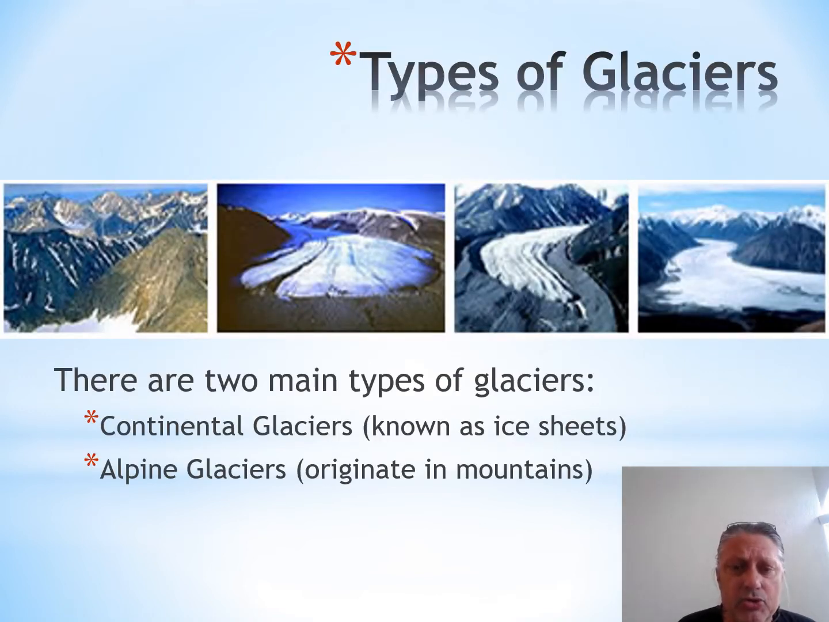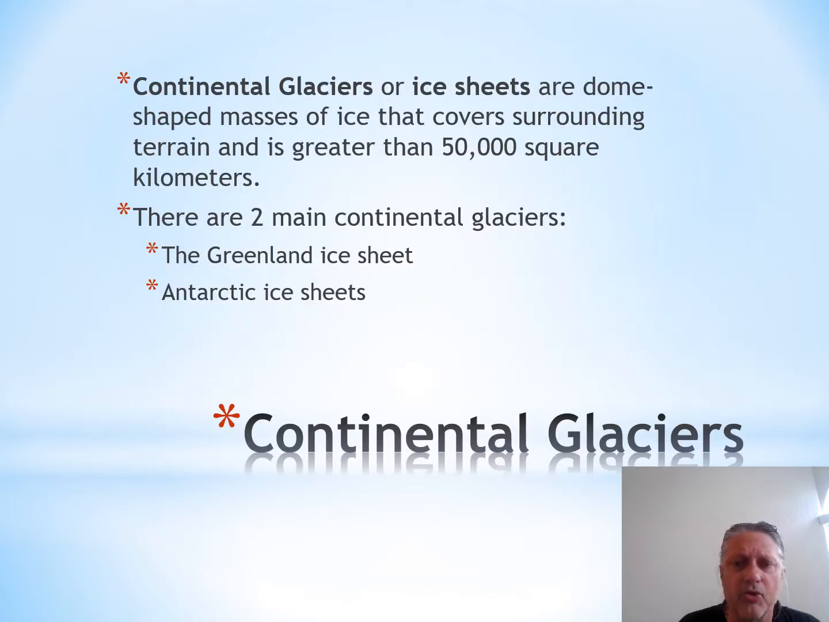Two main types of glaciers: the continental, which we call ice sheets, and alpine, which are mountain glaciers. Greenland and Antarctica are our current ice sheets. These ice sheets were a lot larger about 15,000 years ago, which was part of the Wisconsin glacial period. We are still in an ice age. Most people think that we're not in an ice age, but anytime there are ice caps, we are in an ice age. We're just in an interglacial period of an ice age.